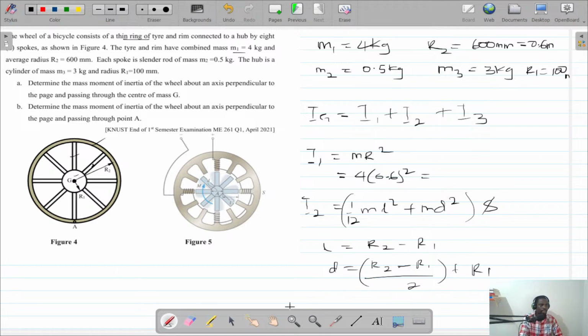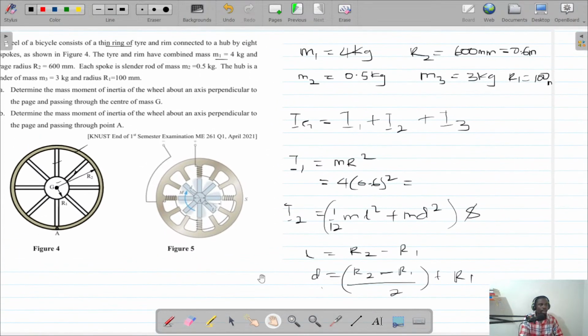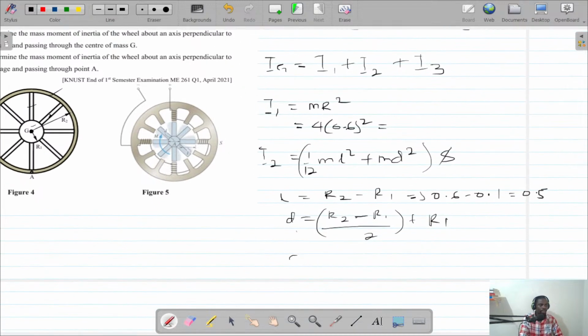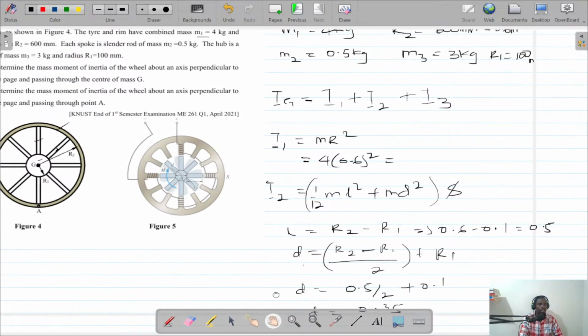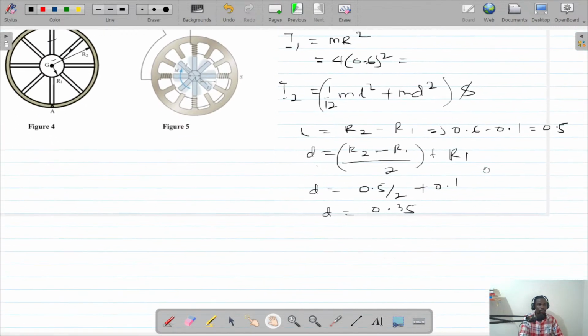All right, so let's quickly find L. L will be 0.6 minus 0.1, which is 0.5, and then we are going to have D equal to 0.5 over 2 plus 0.1, which means we have 0.35. R1 is 100 millimeters, which is 0.1 meters.